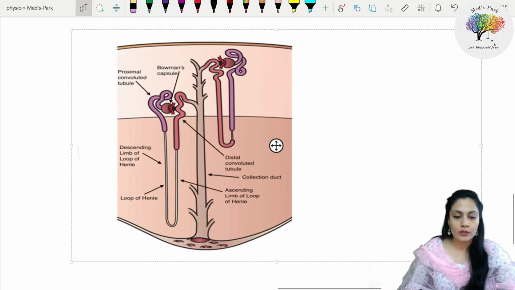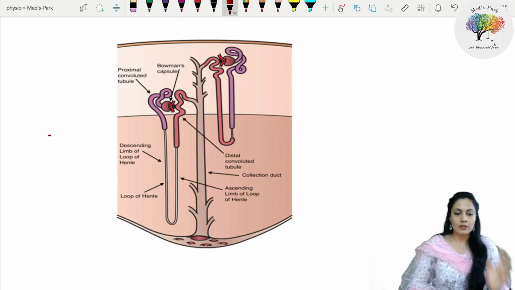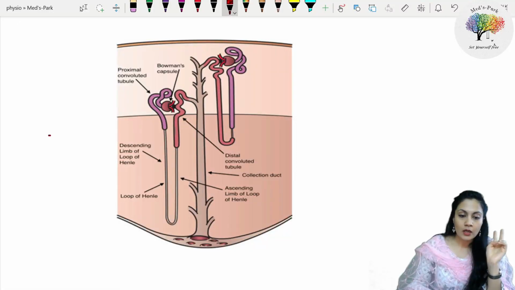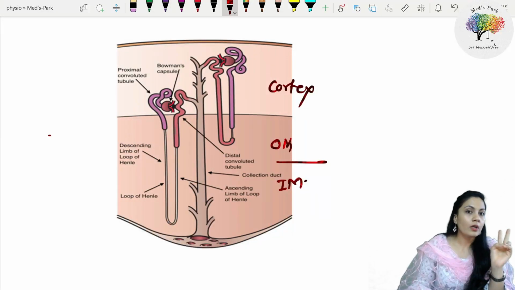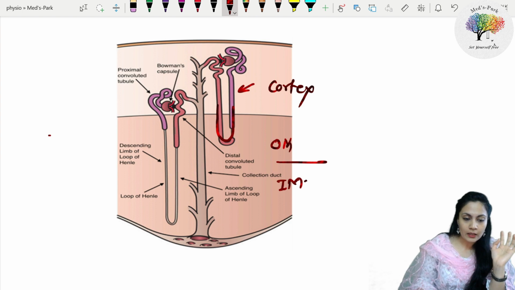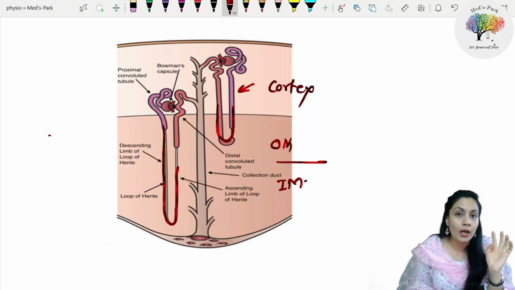If I have to show the diagram which is given in the book, it will look something like this. Now focus over here, there are two different types of nephron. Suppose this is the cortex, the cross section. This is the outer medulla, this is the inner medulla. There are two types of nephron depending on the length of their loops. Look over here. One nephron has a shorter loop, which hardly goes into the outer medulla, but the loop of this nephron goes deep into the inner medulla.